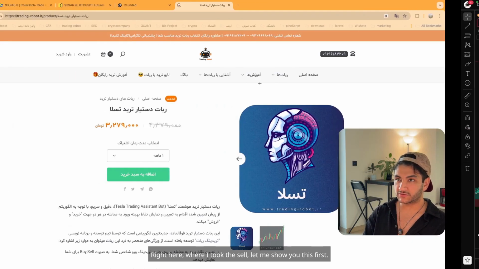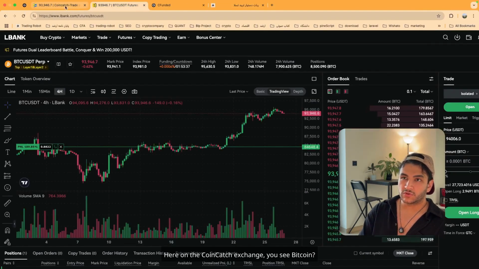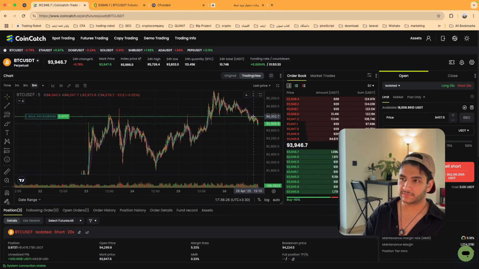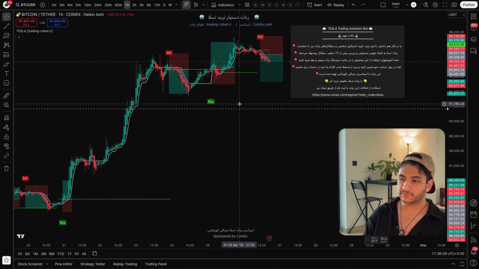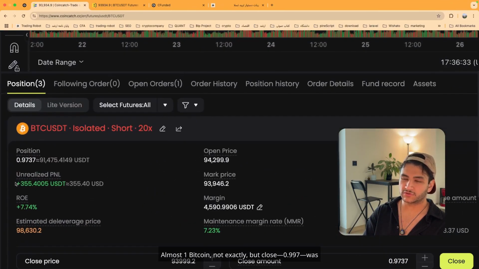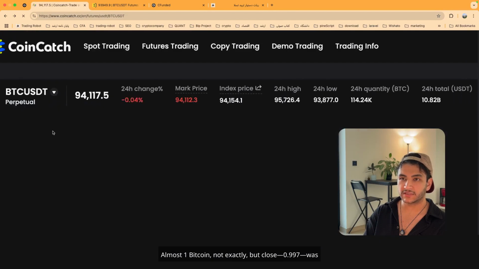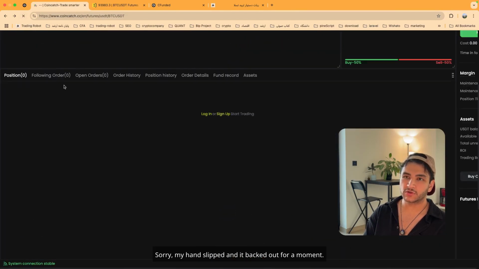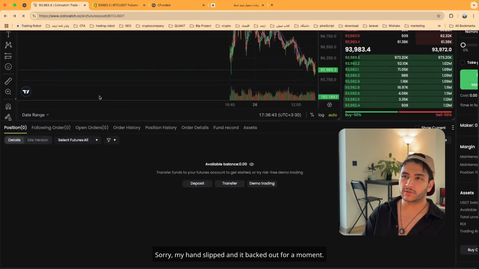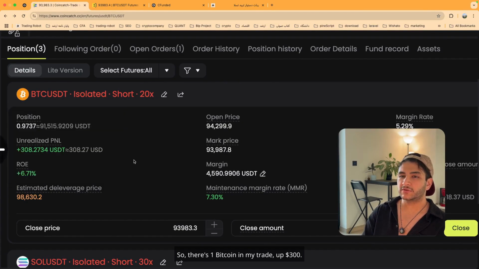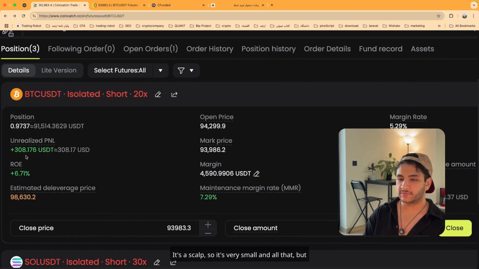Right here where I took the sell, let me show you this first. Here on the CoinCatch exchange, you see Bitcoin. I took the sell right here, exactly. Almost 1 Bitcoin, not exactly, but close, 0.997, was entered into the trade. The Bitcoin trade is up $355. Sorry, my hand slipped and it backed out for a moment. Let me refresh, sorry about that. Apologies to you. So there's 1 Bitcoin in my trade, up $300. It's a scalp, so it's very small and all that. But right now the trade is open.